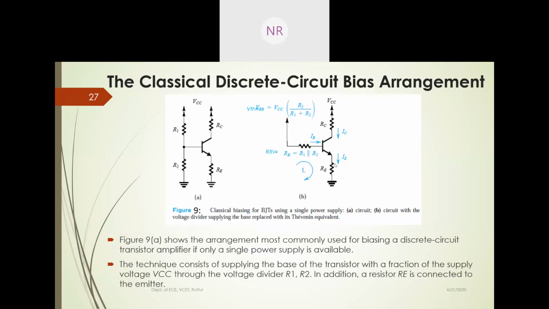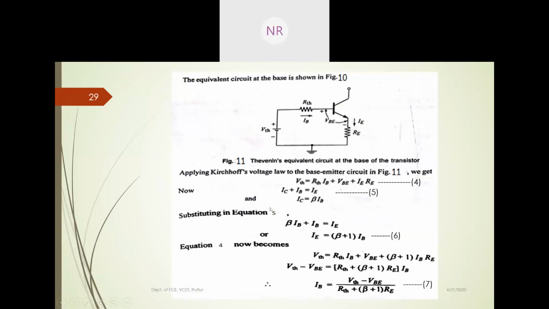Okay, so when I say design, you should calculate what is the RC value, what is the R1 value, what is R2, what is RE, and what is IB, IC, and IE. This is the design part. So today we are going to see the problems under this. So let us go through the equations once. Here are the equations you can see.